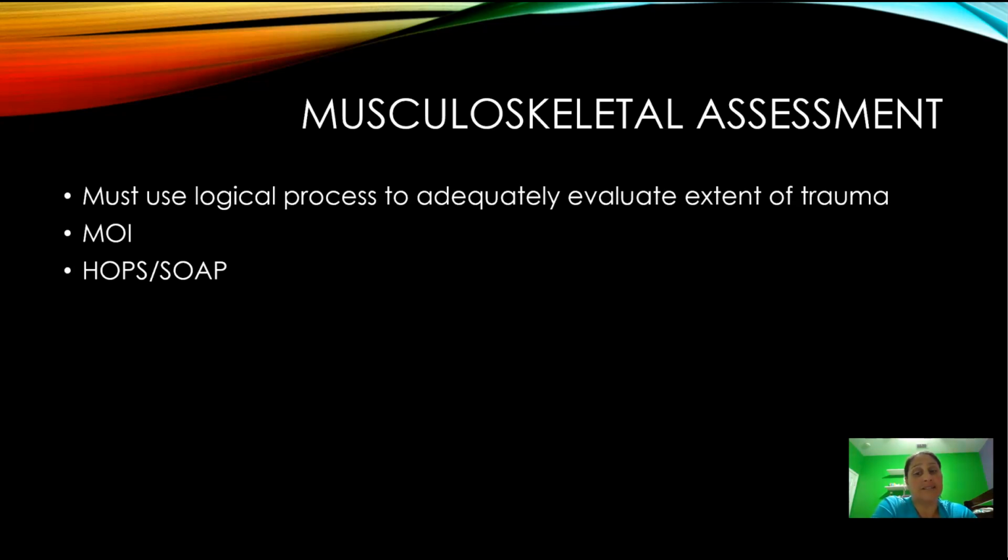SOAP, the S stands for subjective. It's very similar to history. Subjective basically is everything that the patient tells you. It helps when you're asking them questions, so that's why I give you both the HOPS and the SOAP method. Subjective is everything that the patient tells you. Objective, so O in HOPS is observation. O in SOAP is objective. So subjective, objective. Objective is everything that you find.